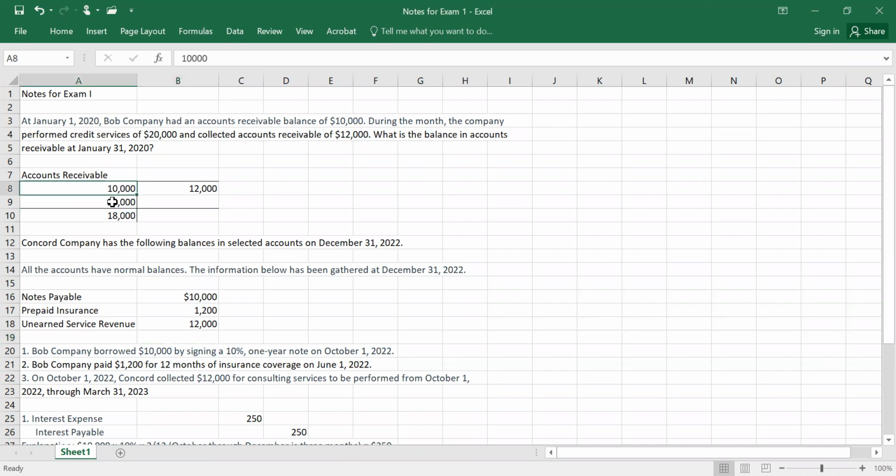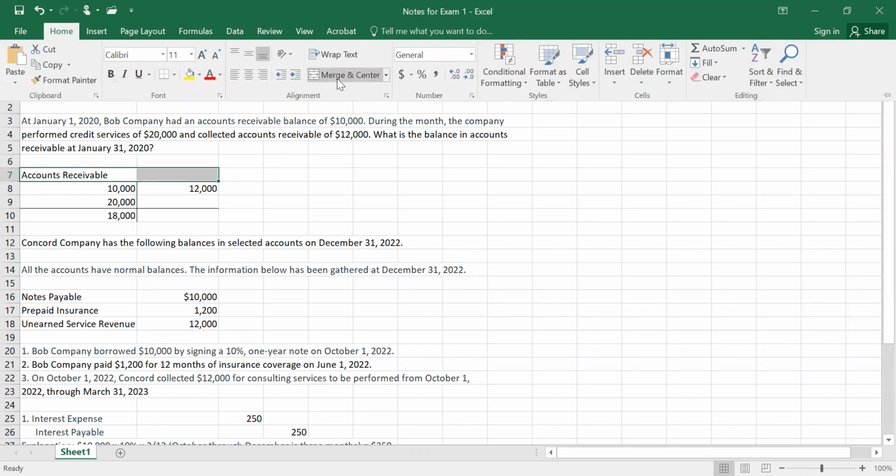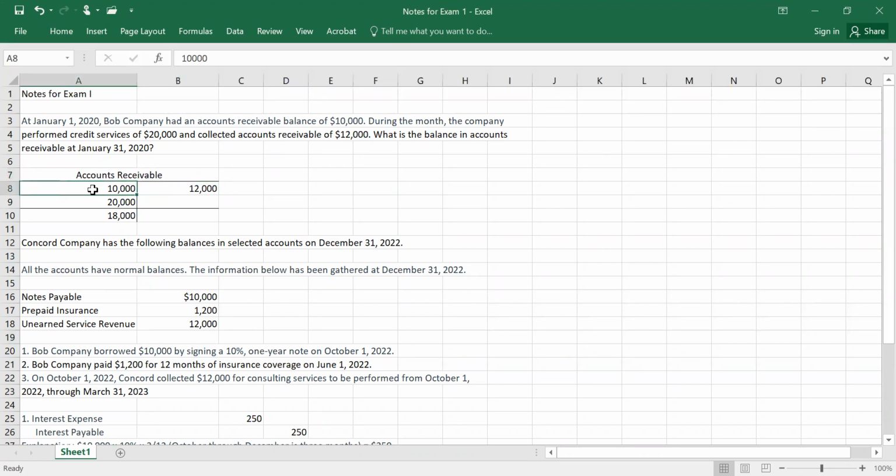You could do this by way of a T account, and that's what I did here. I just decided to go ahead and put it in a T account, or you could actually physically add and subtract, either way. But what I did, the account balance was 10,000. They performed additional services of 20,000. You would add that to receivables, and they collected 12,000. That would be subtracted from the receivables. So 30,000 minus 12,000 is 18,000, and that would have been the balance at January 31st.